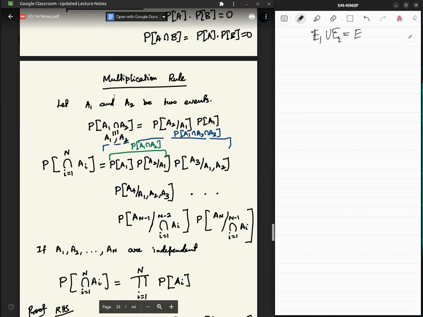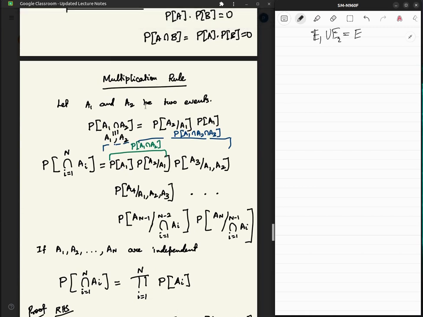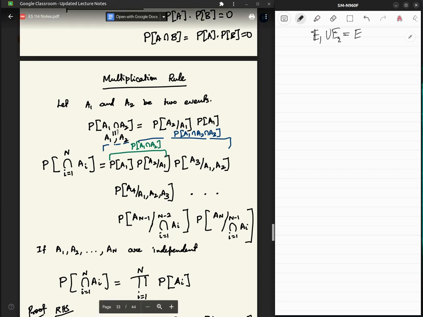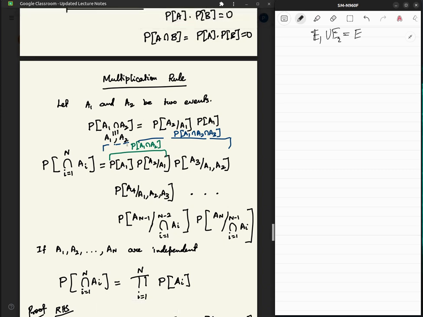What is this multiplication rule? Let A1 and A2 be two events. Probability of A1 intersection A2 is equal to probability of A2 given A1 times probability of A1. Okay. Sure, that's very correct. Then this is congruent to A1 comma A2. What is this? What is he doing? I don't know. A1 intersection A2 intersection A3. I don't know what he's doing.